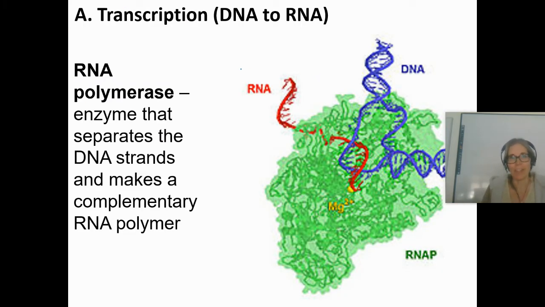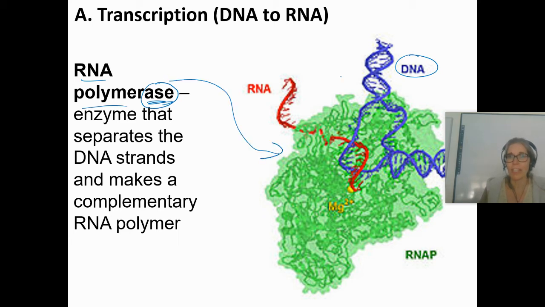Well, there's an enzyme. In biology, pretty much every step of every reaction needs an enzyme. And so RNA polymerase is really well named. ASE means it's an enzyme. RNA polymerase means it's an enzyme that makes an RNA polymer. So here's DNA, and DNA makes RNA. How does it do that? Well, it uses this enzyme.